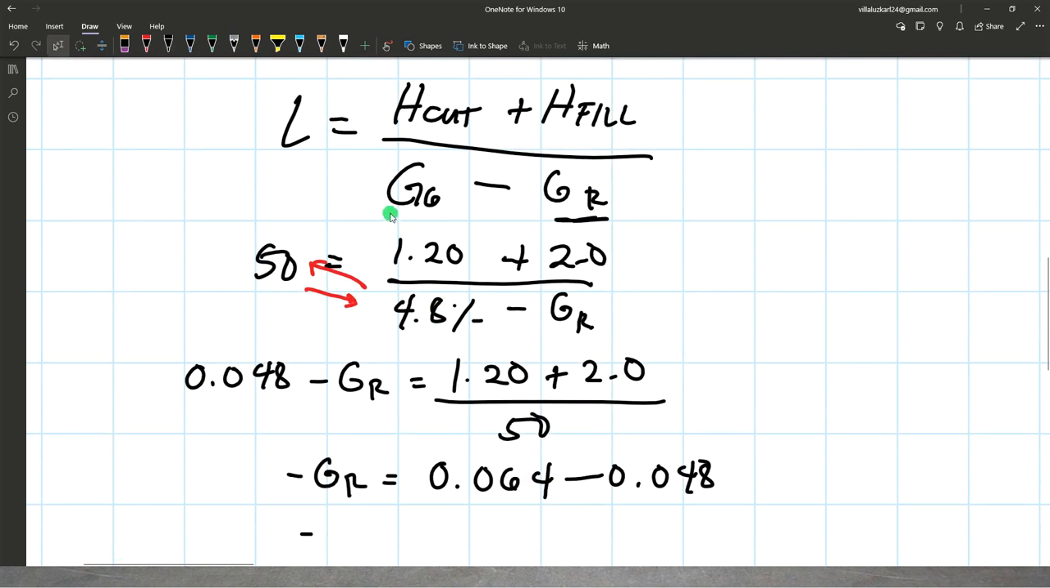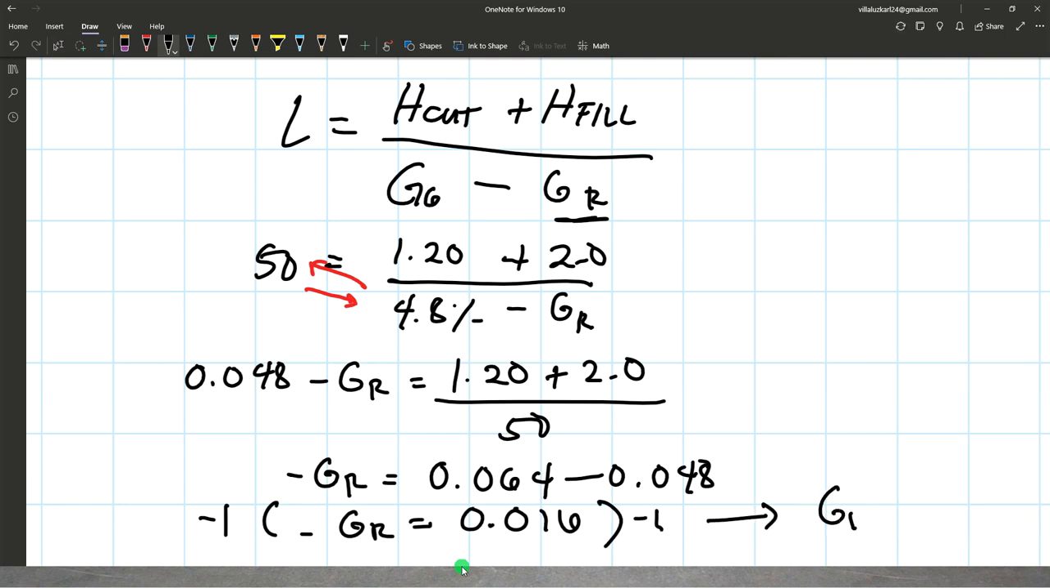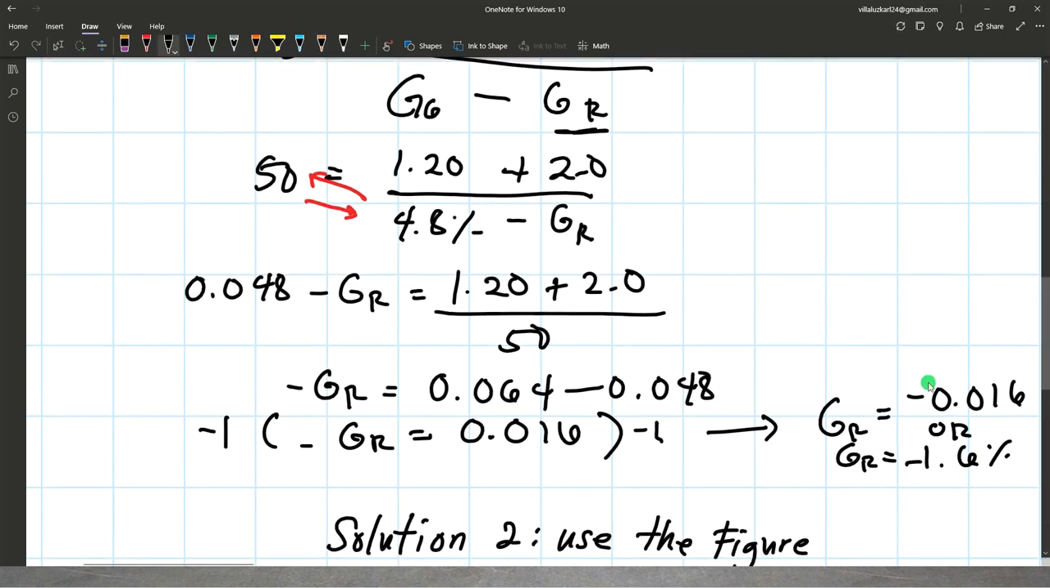Okay, so we will have the answer of 0.048, negative G road, 0.016. Negative, that's positive 0.016. Okay, multiply both sides by negative 1. We have GR equals negative 0.016. Okay, 0.016, or in percent, we have negative 1.6%. That's the grade of your roadway.